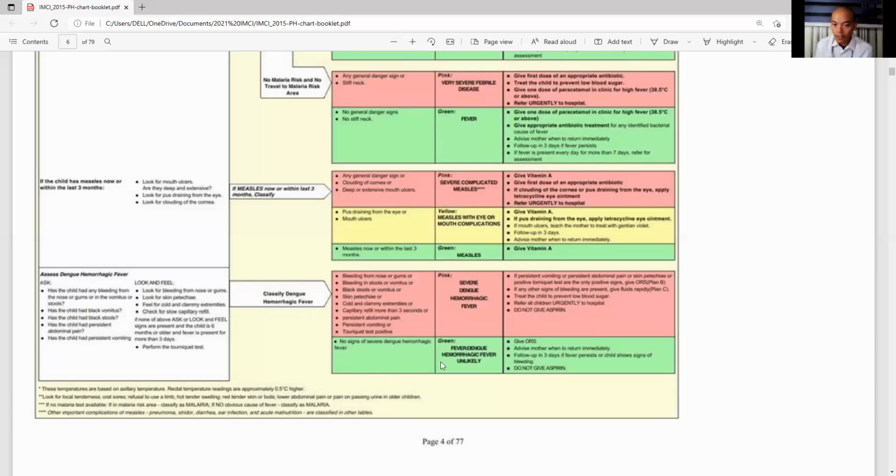No signs of severe dengue hemorrhagic fever. Okay, so unlikely. Just give the medications below. Give Oresol, okay, to rehydrate the child. Okay, water will decrease the temperature of the child. Advise the mother to return immediately if there is bleeding, if there is stool, probably. Okay, follow up in 3 days. Still do not give aspirin because aspirin is an antipyretic. Okay, but it is a side effect it's an anticoagulant as well. So wag nating bibigyan ng aspirin. Give paracetamol. Okay.